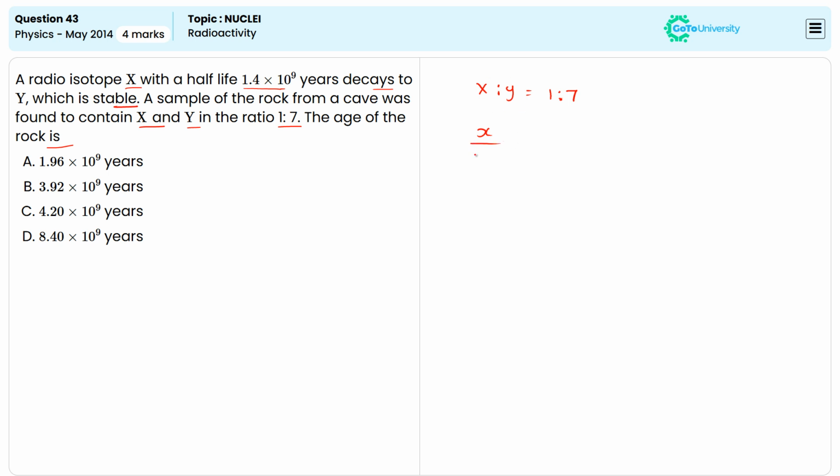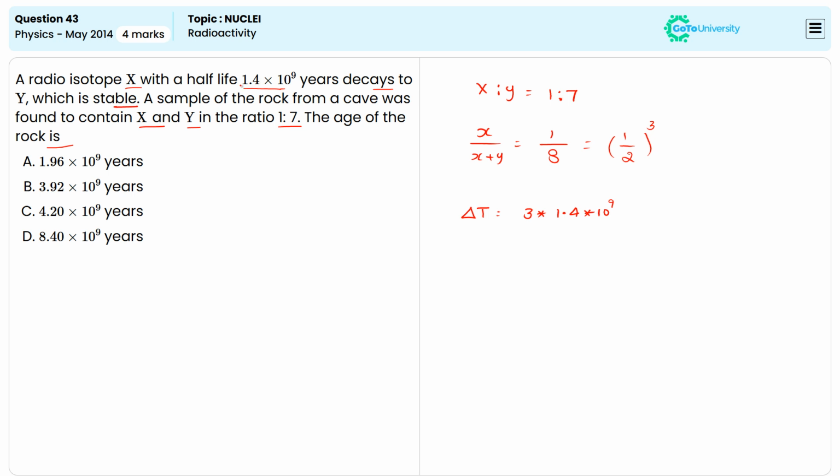That means X divided by X plus Y, which is equal to 1 divided by 1 plus 7, equal to 1/8. This 1/8 we can write as (1/2)^3. That means this 3 corresponds to the 3 half-lives. 3 half-lives. Then the time Δt, which is the age of the rock t, is equal to 3 times 1.4 × 10^9.